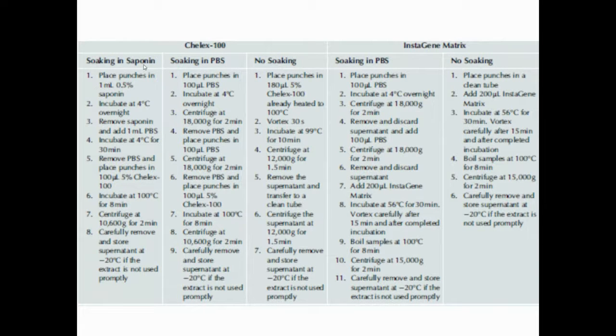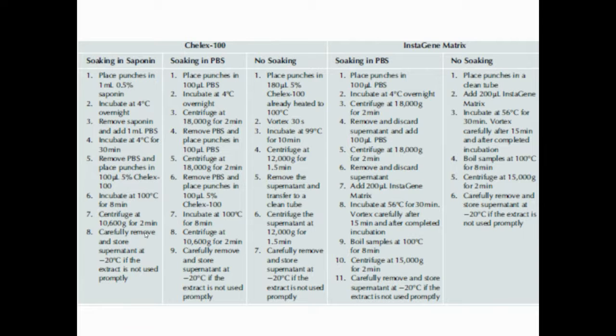If you soak the sample in the saponin, for example, you place the filter paper in 0.5% saponin at 4 degrees overnight, and then you remove the saponin and add 1 milliliter of the PBS buffer, and then incubate at 4 degrees for 30 minutes. And then you remove the PBS and place the filter paper in 100 microliter 5% Chelex 100. So you incubate at 100 degrees for 8 minutes, and then you apply the centrifugation, and so the DNA will be released to the supernatant.